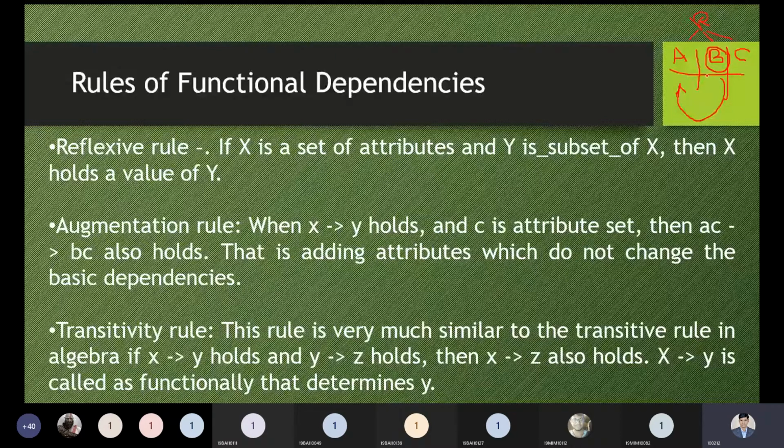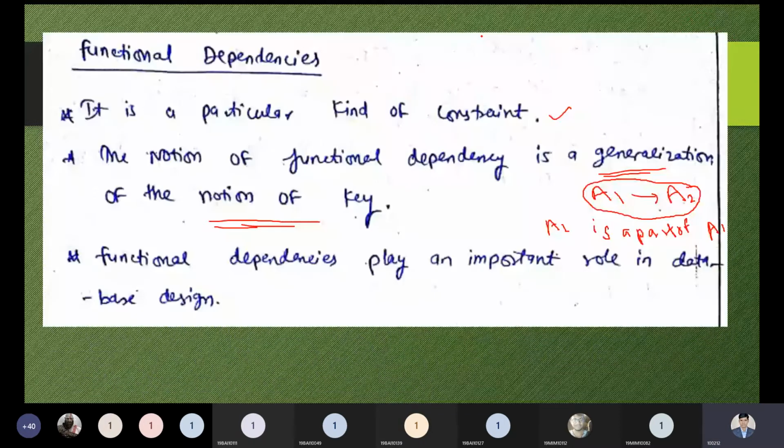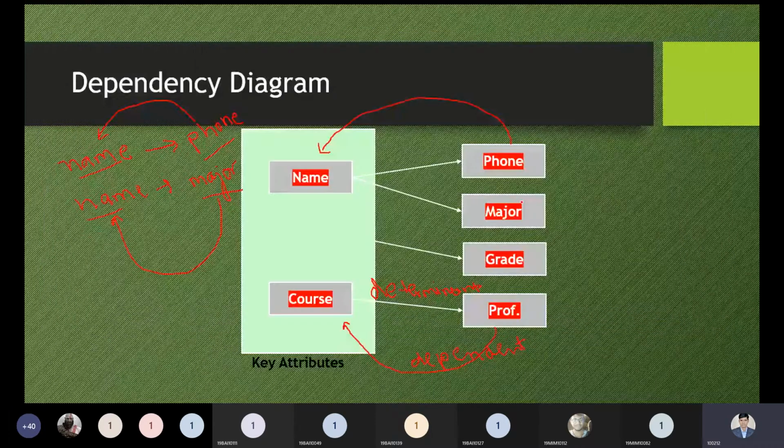Just let me move to my previous slide. See this one. Phone and manager, subject, course, and professor are different entities. All these are entities, including name and course. Now you can see the phone depends on the name, and manager depends on the name. So what does it mean? The phone and manager are the two attributes which depend on the name attribute.